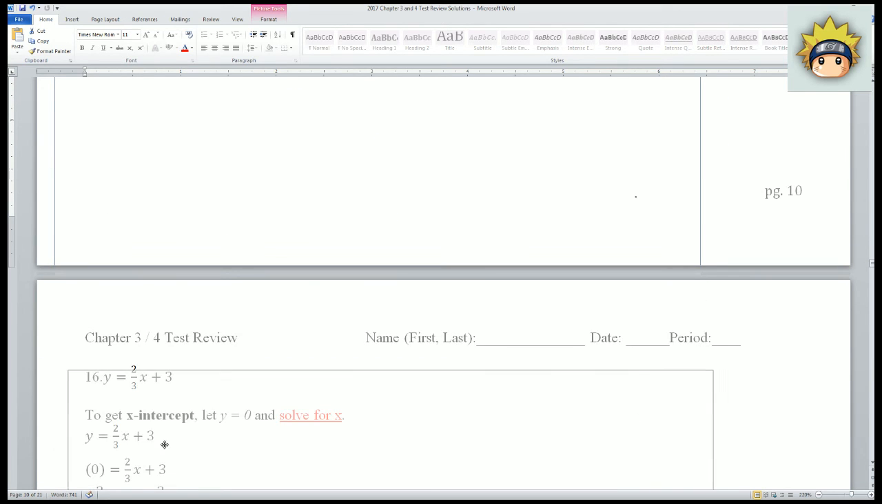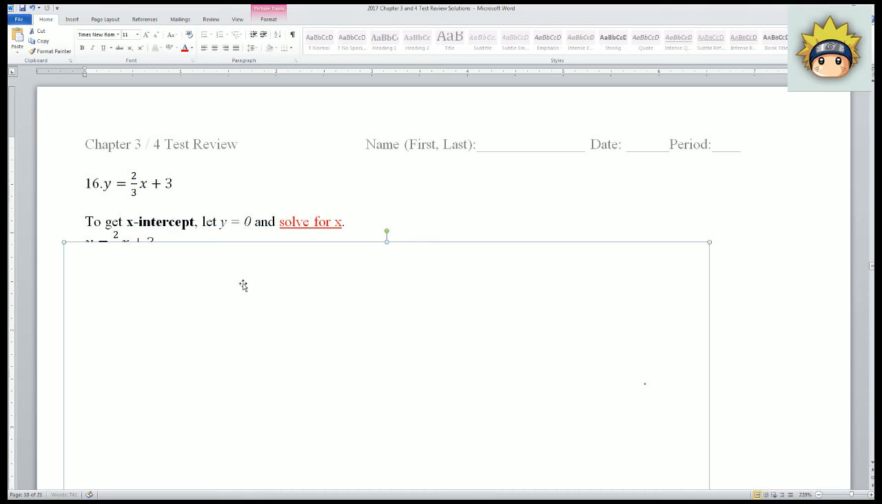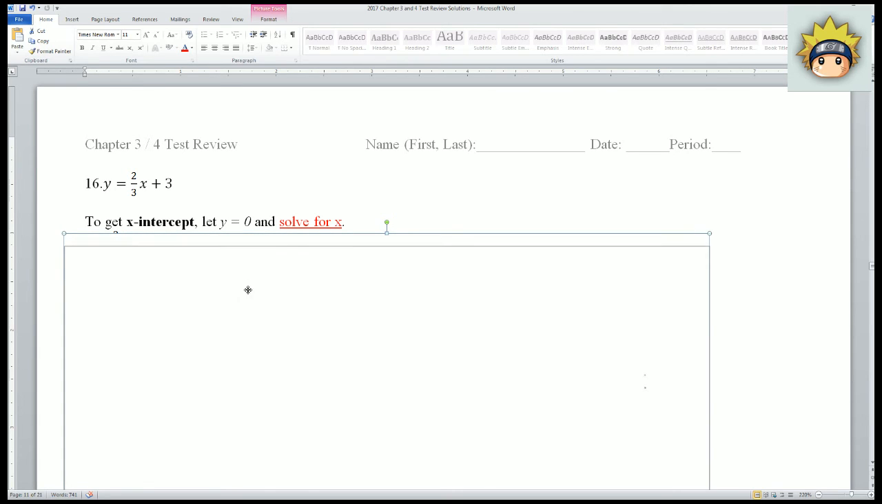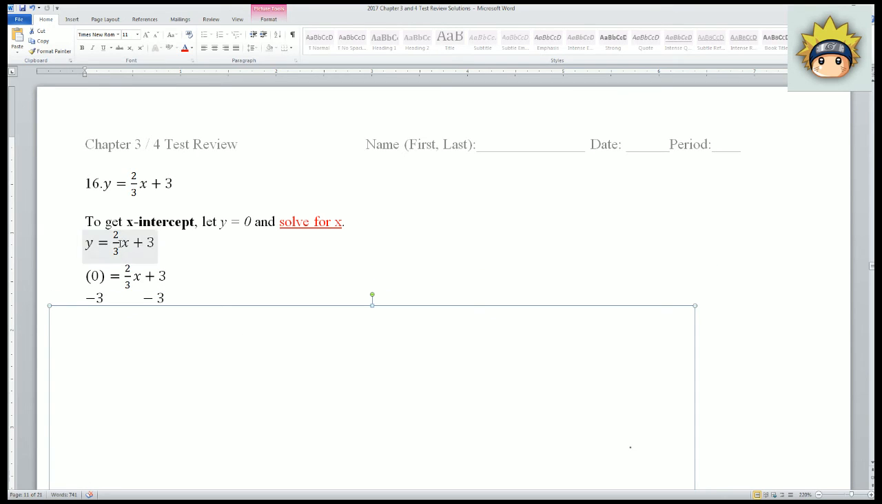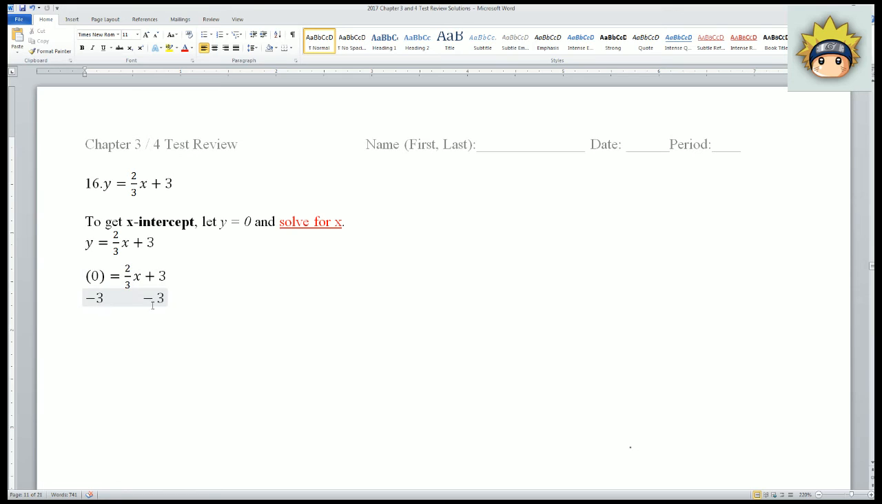Next, number 16 gets us y equals 2/3 x plus 3. To get the x-intercept, let y equal 0 and solve for x. Here's my original equation. Make that substitution, y becomes 0. That's what it says, right? And solve for x. I have to subtract 3 from both sides because it is the inverse property of add 3. I deal with the add 3 first because it is the most outward thing in the equation.